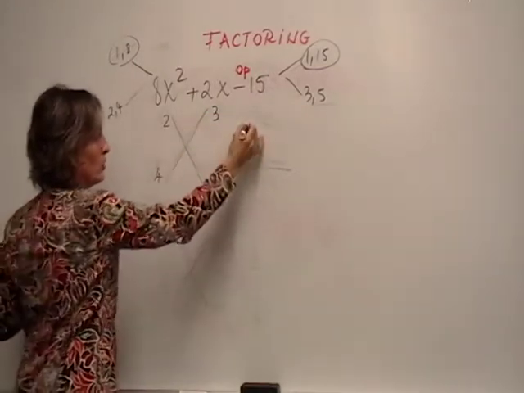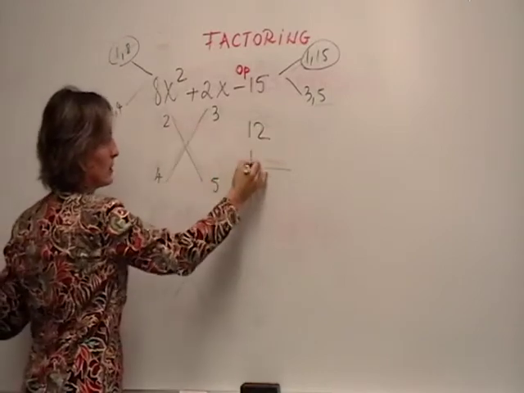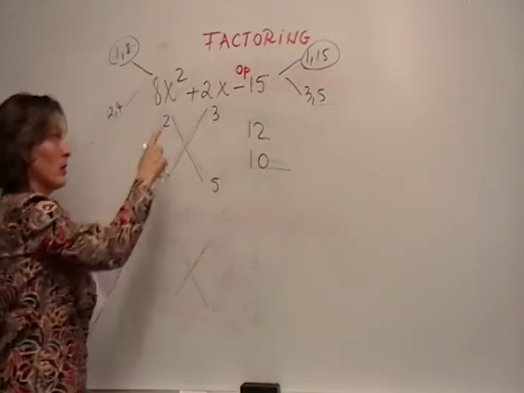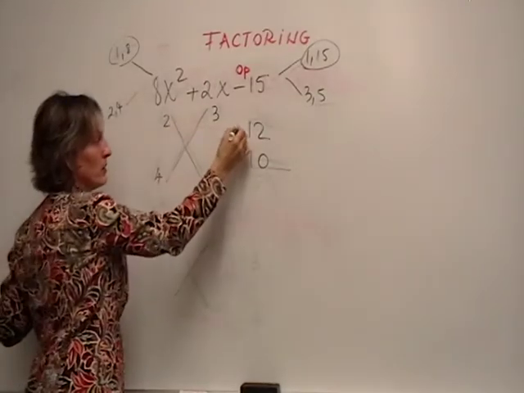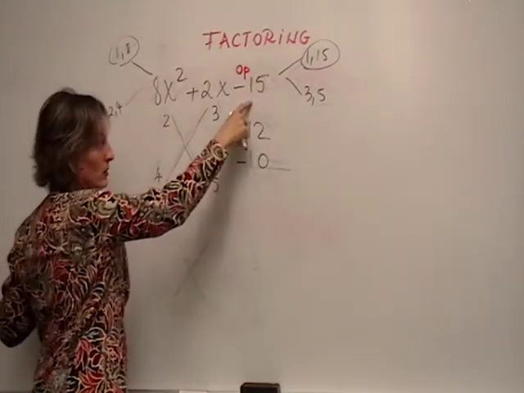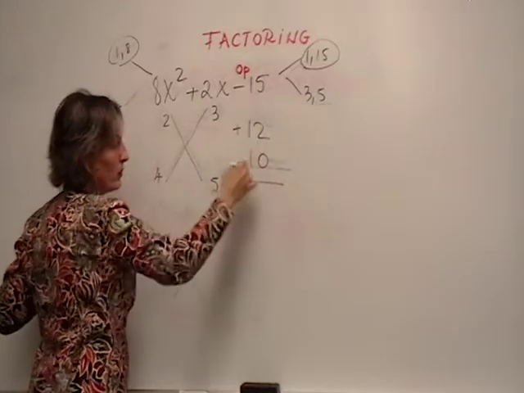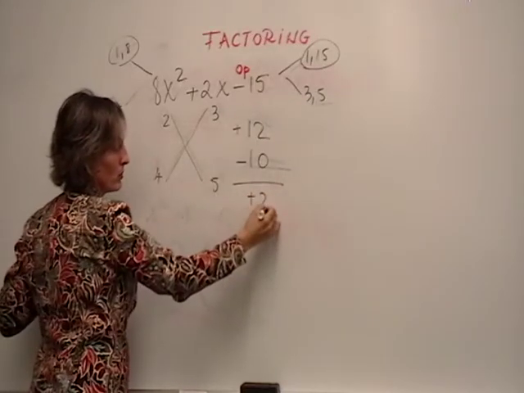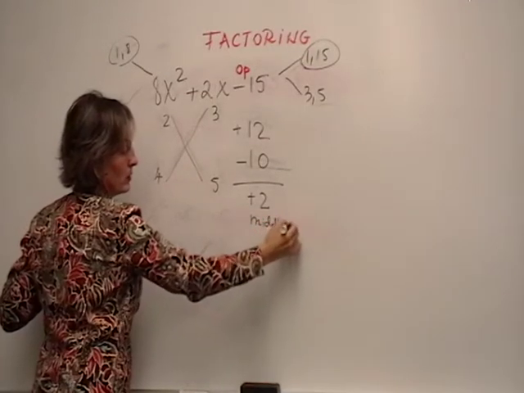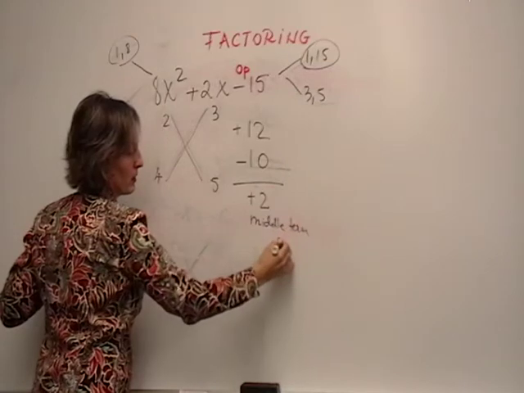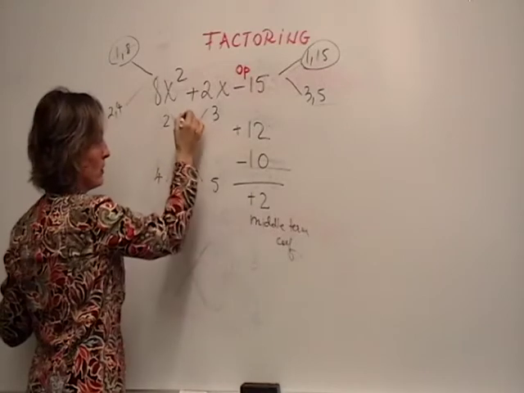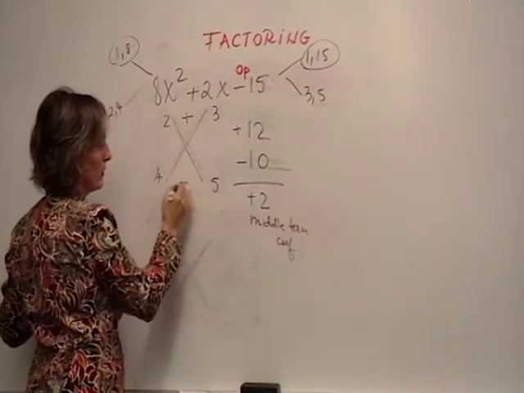3 times 4 is 12, and 2 times 5 is 10. The larger combination has to be positive. So this is positive, this one has to be negative, because remember, when you combine them, the larger one wins. If we combine those numbers, we will have a positive 2, which should be the middle term coefficient. So is that what you have? Yes. Positive 12, it was here, negative was here.